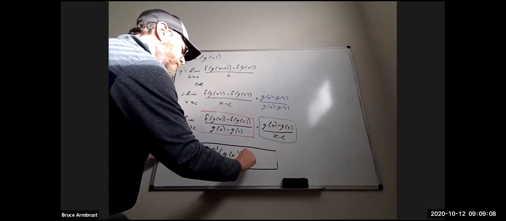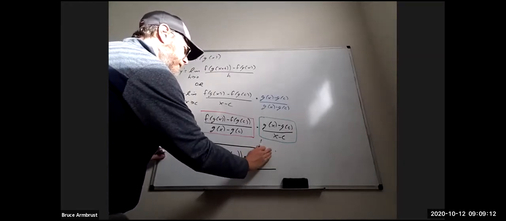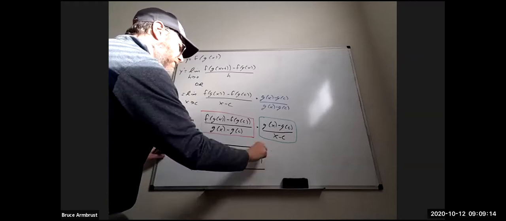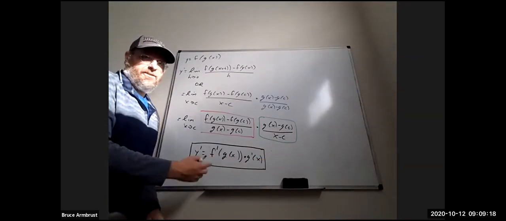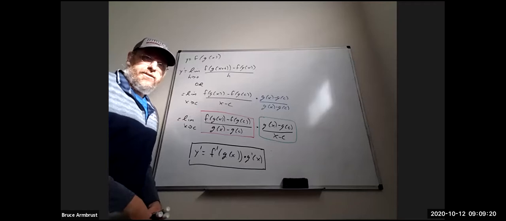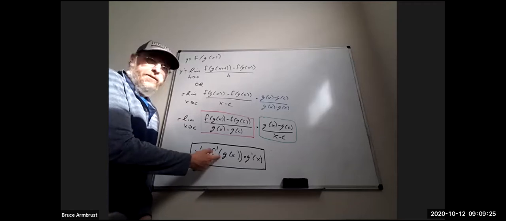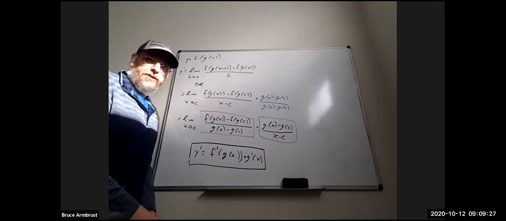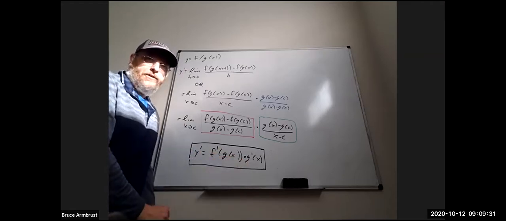So there are two pieces to this. The first is we need to differentiate the outside function. That's what f is. F is the outside function. So we're going to differentiate the outside function, and we're going to plug in the original interior function. But then we multiply by the derivative of the function that's on the inside.